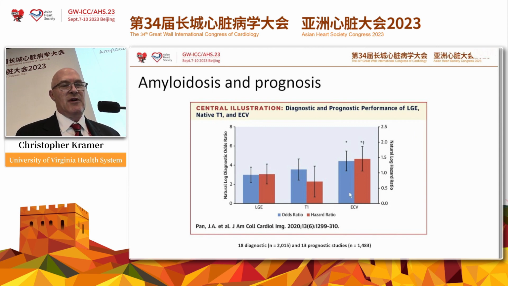Again, our group, led by Jonathan Pan, our imaging fellow presently, showed that the extracellular volume in amyloidosis in this meta-analysis was the most important predictor of outcome, more predictive than native T1 or the late gadolinium enhancement. So the ECV in amyloid ranges from the low 30s up to 60%, remembering that a normal extracellular volume is about 25%.